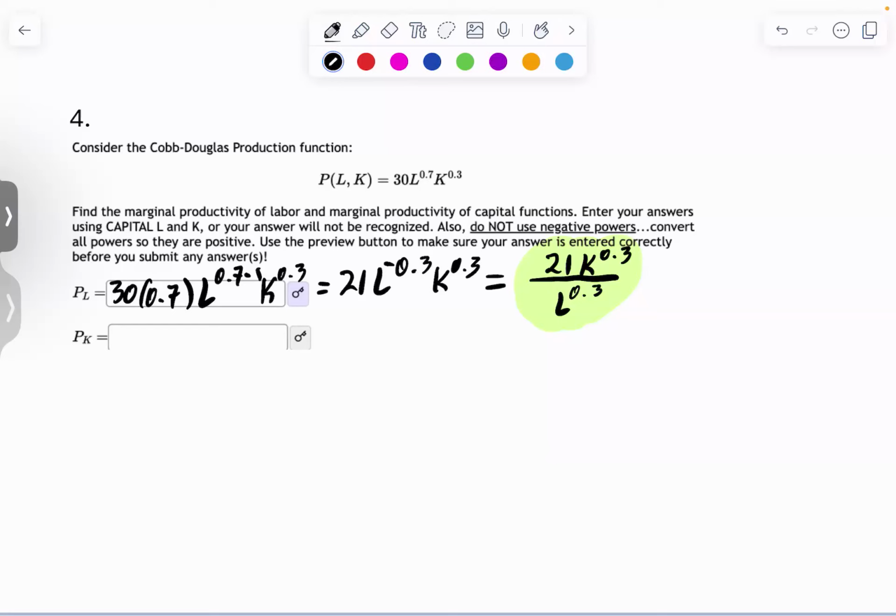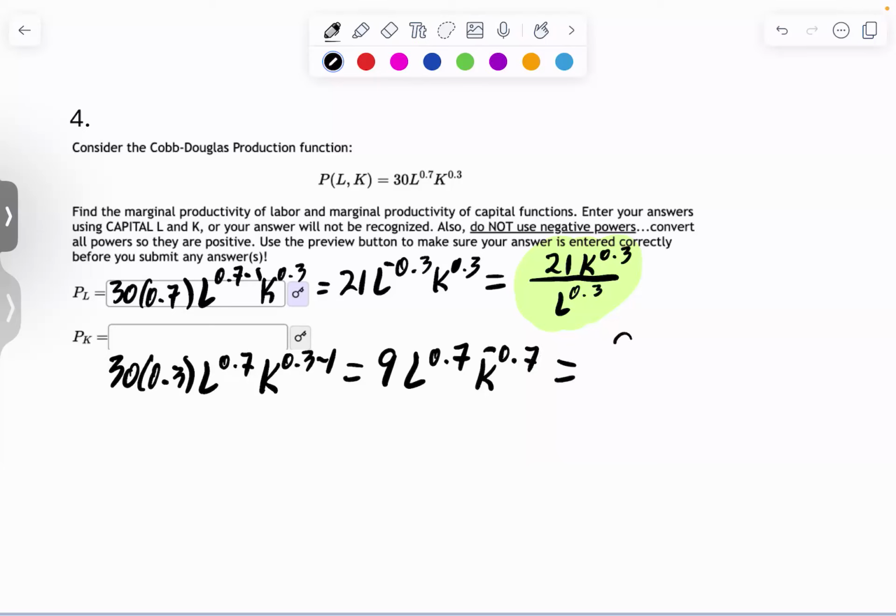And if we take the derivative with respect to K, we're going to get 30 times 0.3, L to the 0.7, K to the 0.3 minus 1. 30 times 0.3 is just 9. And this becomes K to the negative 0.7. There we are.